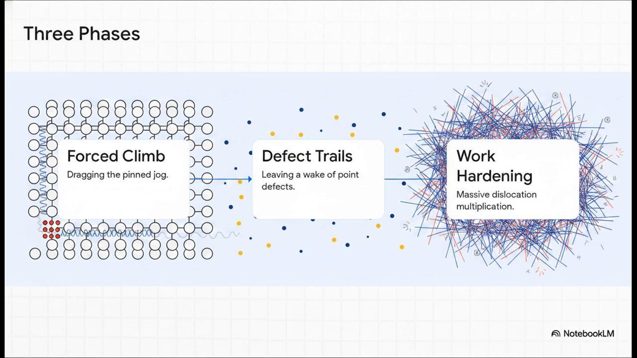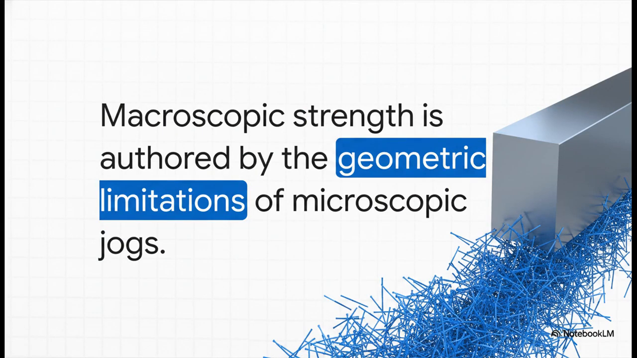Finally, we hit phase 3, work hardening. All these defect trails and dragging lines create immense internal friction and trigger a massive wave of dislocation multiplication. So a literal traffic jam at the atomic level mathematically hardens the entire material against any further deformation. So what's the ultimate takeaway from this explainer? It's that work hardening isn't some abstract concept or magical property of metals. It is the direct mathematical consequence of billions of microscopic geometric bottlenecks. The macroscopic strength of a deformed metal is directly, literally authored by the geometric limitations of its microscopic jogs.